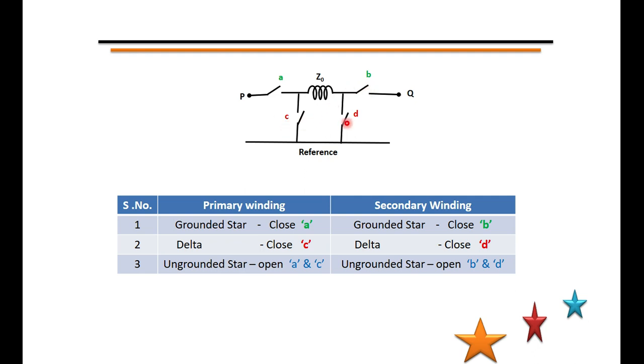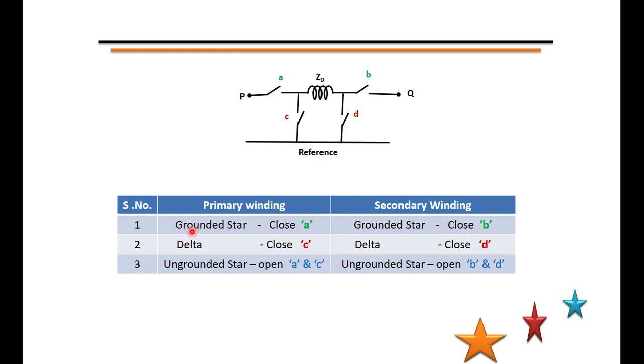B and D operate on the secondary side, any one of the switches depending upon the connection. If star connected and grounded, close A, otherwise keep it open. That is over. If it is star connected and ungrounded, A is open and C is also open.